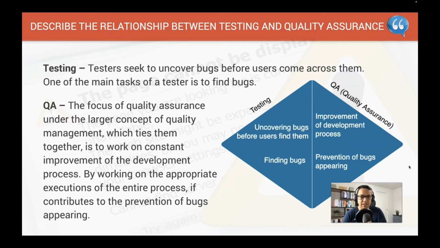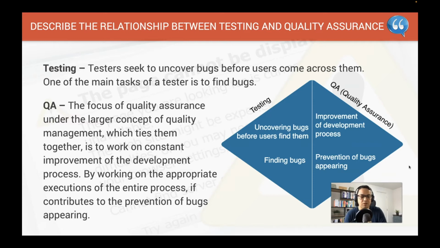The testers seek to uncover bugs before users come across them. So this is the primary objective of a tester. One of the main tasks is to find bugs or prevent bugs. And QA, the focus of quality assurance under the larger concept of quality management, which ties them together, is to work on constant improvement of the development process by working on the appropriate execution of the entire process.